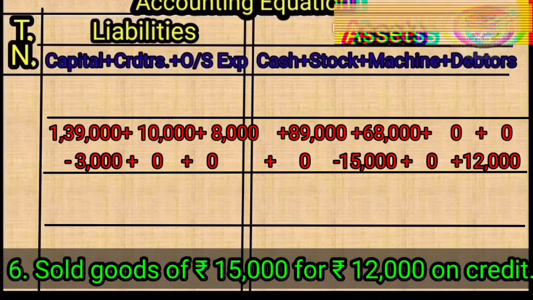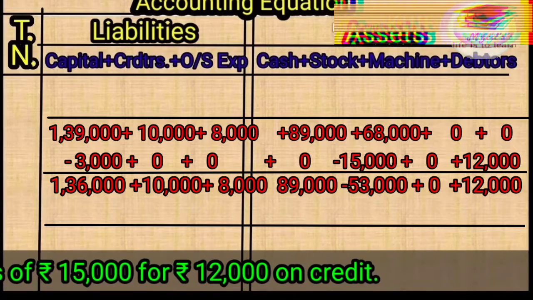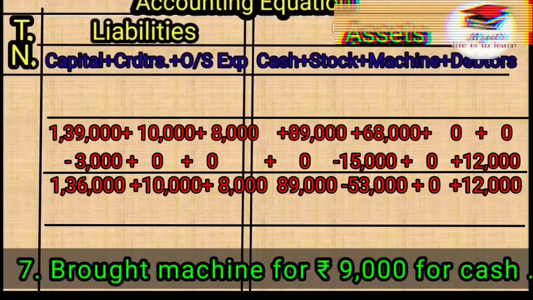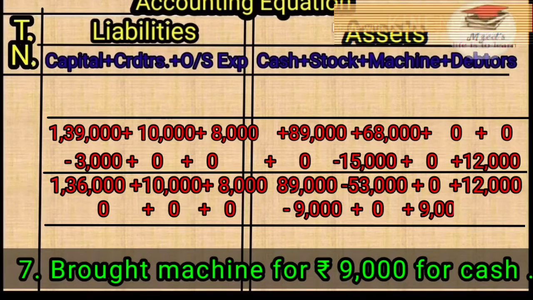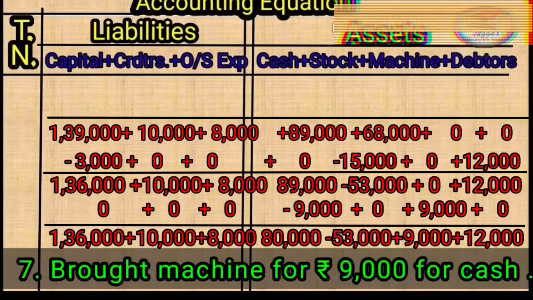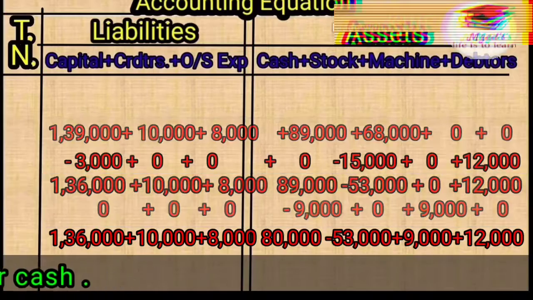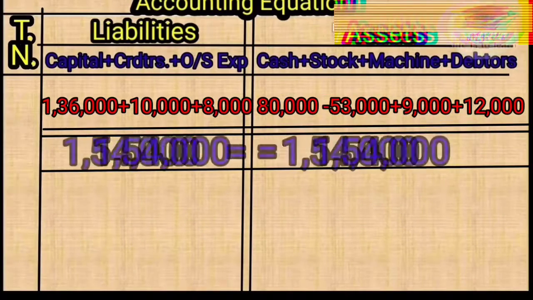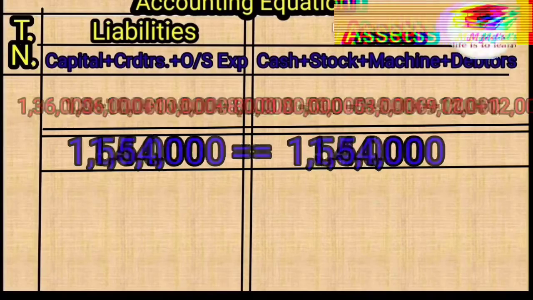Next one, sold goods of rupees 15,000 for rupees 12,000 on credit. You can also see here the effect of this one, and the important thing is that both sides will remain equal. Next one, that is the last one, bought furniture machinery for rupees 90,000 for cash, and the total one will be the same.